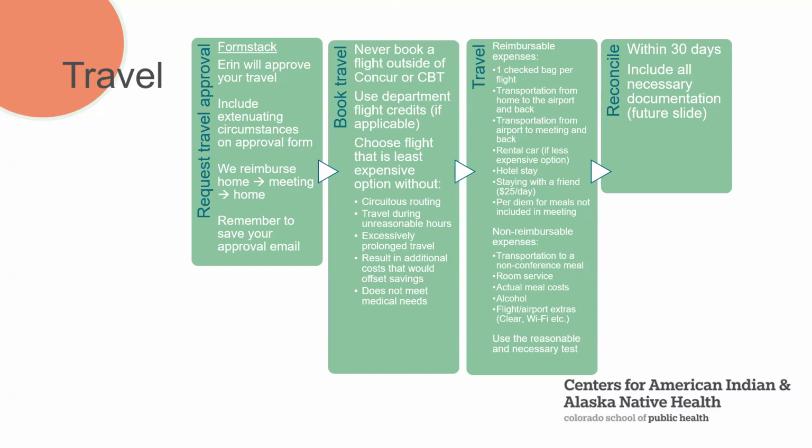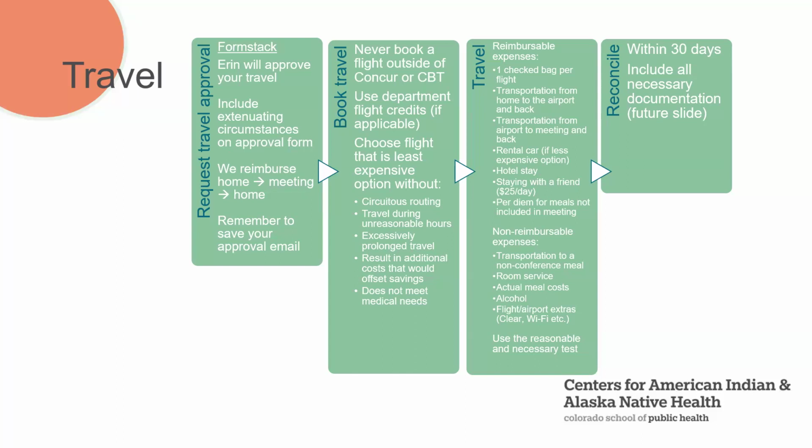And then the second step is to book your travel. So never, never, never, never book your travel outside of Concur or CBT. So you'll go through the university system, through Concur or CBT. CBT is our travel agent, so that is a method of calling and they'll book for you. Concur is through the site. You can get there through your CU resources, and it's a pretty straightforward way just to book a flight, and they help you recommend which flights.